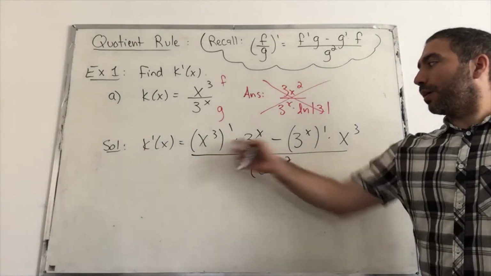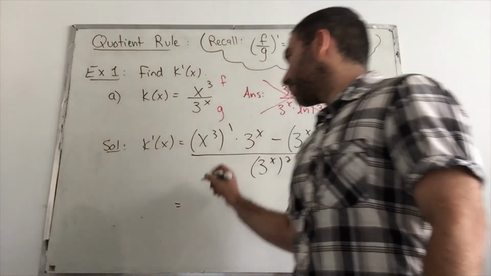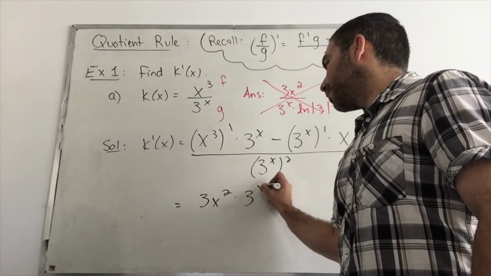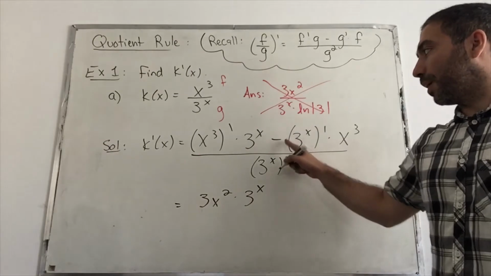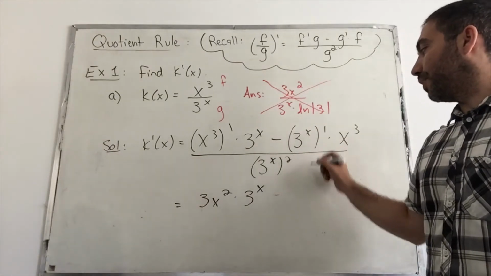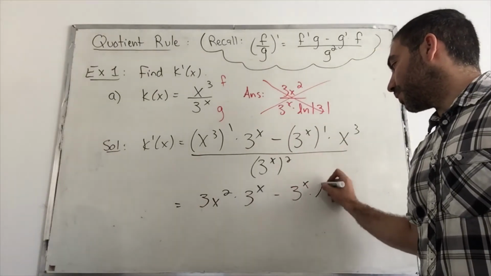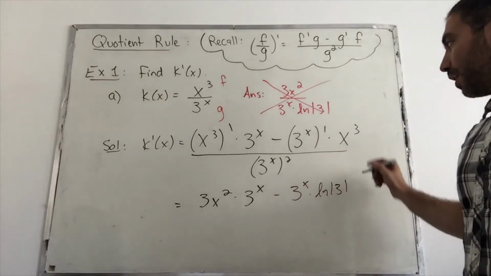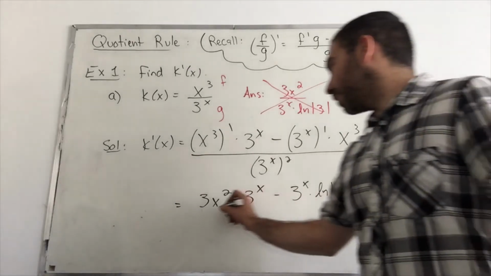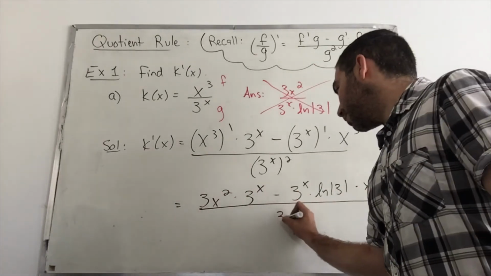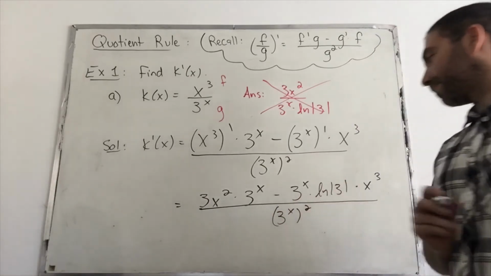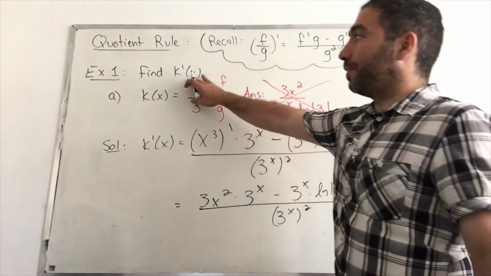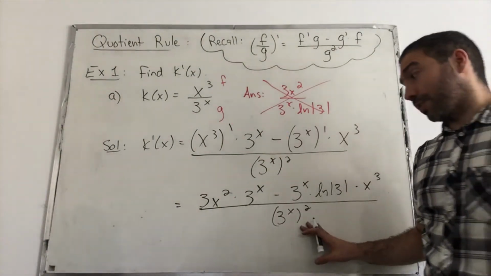Okay, and now we could derive each term, giving us x cubed, the derivative of x cubed is 3x squared times 3 to the x minus the derivative of 3 to the x is 3 to the x times ln of 3. We saw this in our videos on exponentials. And then the x cubed we leave. And then the bottom is over 3 to the x, all that squared. Okay, so now we simplify. So again, if it asks to find the derivative, this is sufficient. Your answer here is correct.